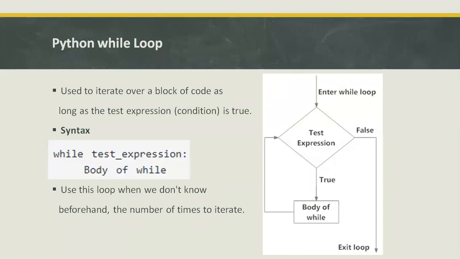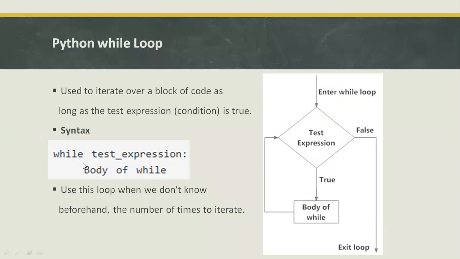The next one is the Python while loop. In C also, you have used a while loop. While loop is used to iterate over a block of code as long as the test expression condition is true. So until and unless the test expression condition is true, it will execute the body of the while. And as soon as it fails, it will go outside of this while loop block.